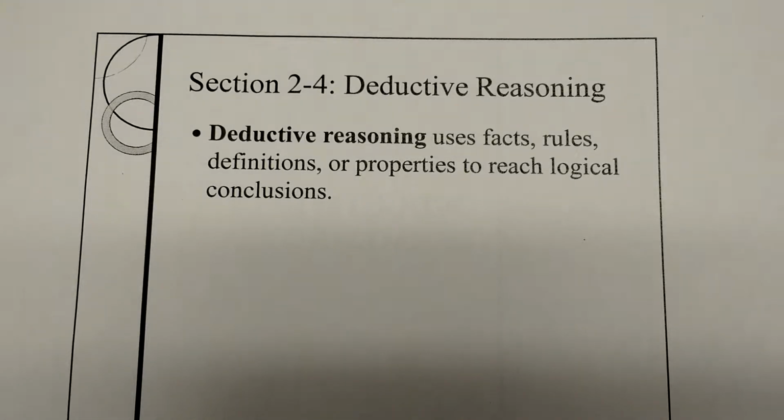So inductive reasoning, you're given examples of things that happen, and you come up with a conclusion based off that. Deductive reasoning, you are given facts, things that you know are true, and you come up with a conclusion based off of that. So you have two laws.